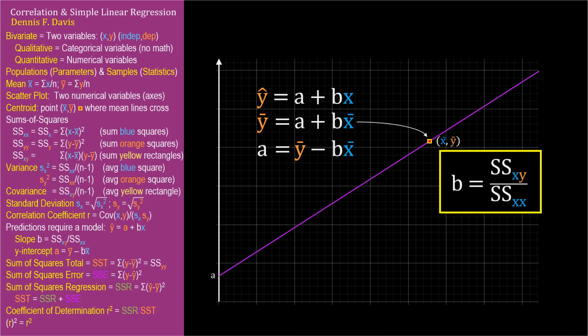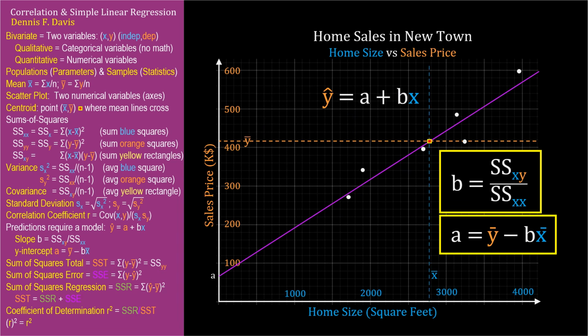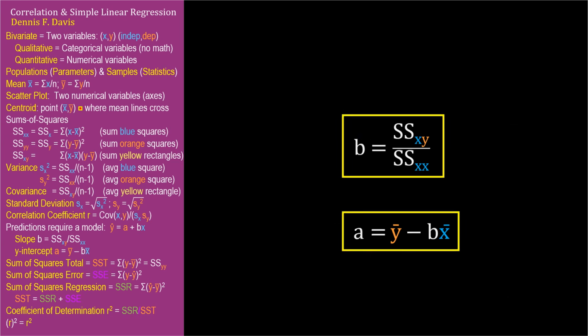And this is how we find the y-intercept. We know the slope and 1 point on the line, so plug those into the equation for the model line and we can solve for a. Easy. Since the slope b is in the equation for y-intercept a, we must find the slope before we can find the y-intercept. Now, let's focus on our units of measure for a moment.